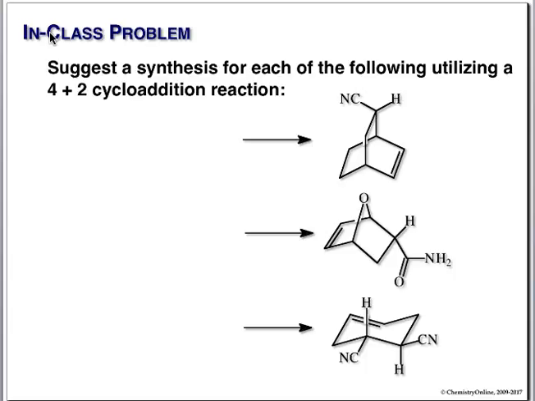So with our first one, we look across our ring. There are two possible dienophiles here, aren't there? We could go across the ring this way and have these two carbons, and that would make it ethene. That is theoretically possible. But remember, ethene is a very bad dienophile.